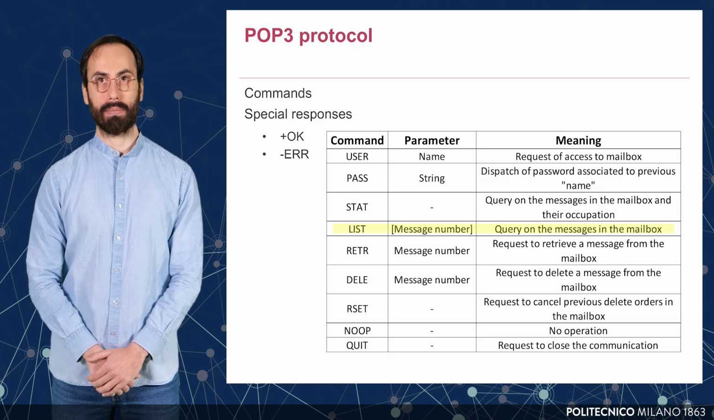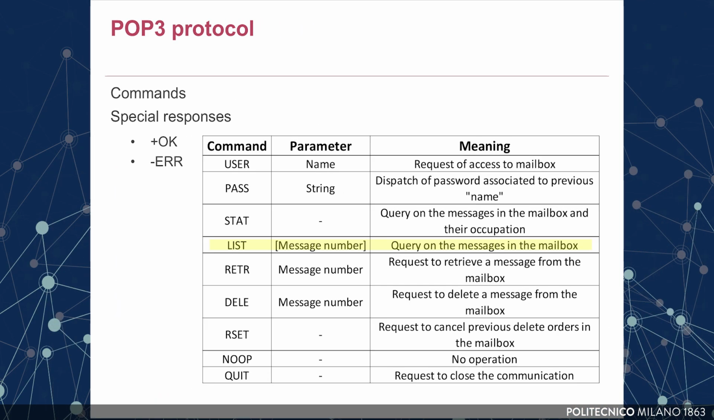In POP3, the client interacts with the server using commands like USER to specify the username and PASS for the password. Once authenticated, the client can request a list of messages using the LIST command, retrieve a specific message with RETR, or delete a message with DELE. After the interaction is complete, the client ends the session with the QUIT command.